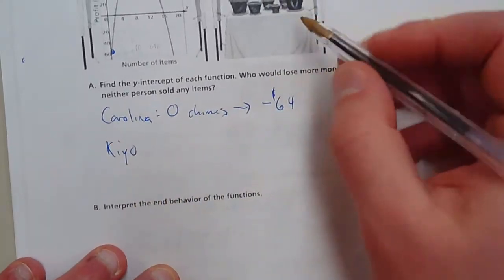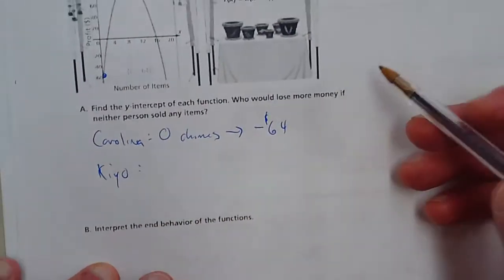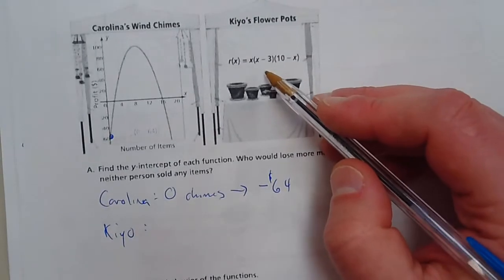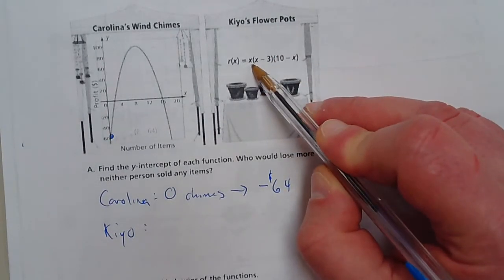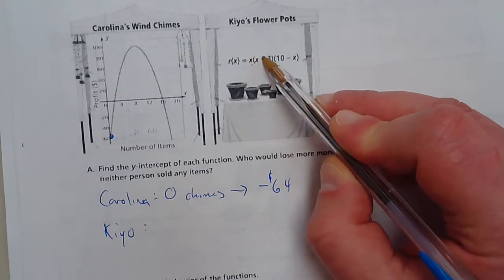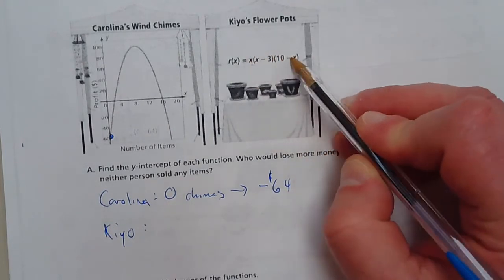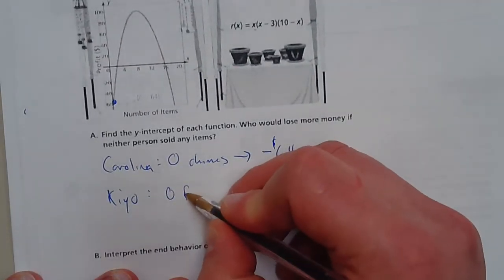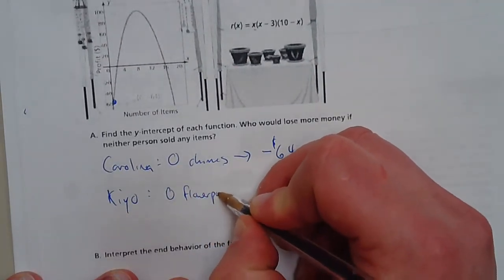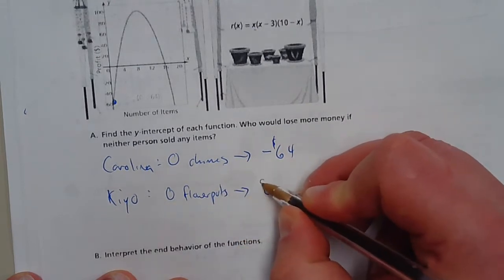Kio, on the other hand, sells 0. We could put this in a calculator if we wanted to, but we don't really need to, because if you put 0 right here, you get 0 times this, which is still 0, times this is still 0. We really don't have to work anything out here. 0 flower pots is going to yield a $0 profit.